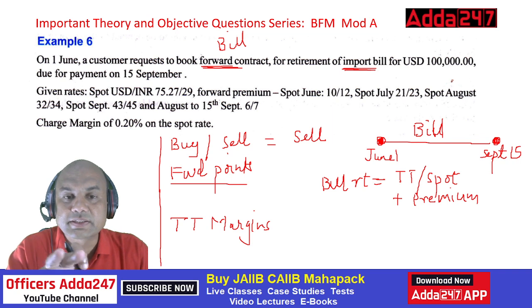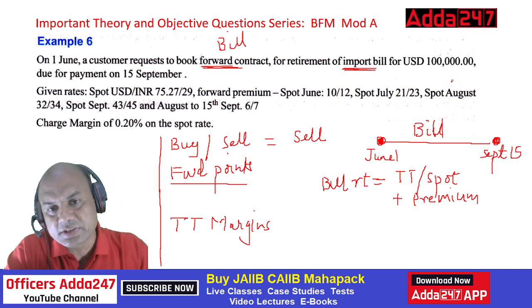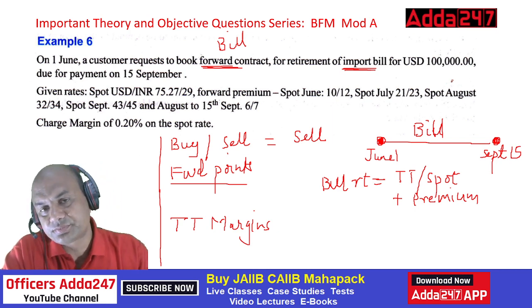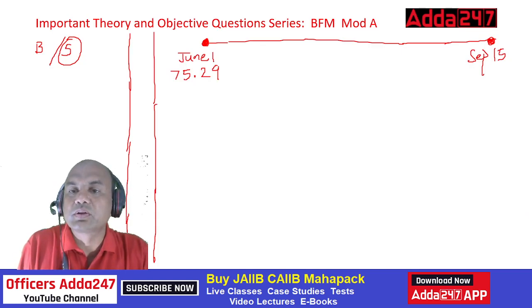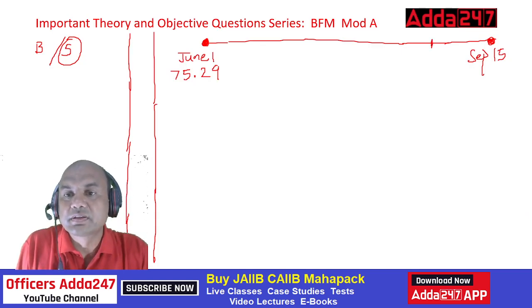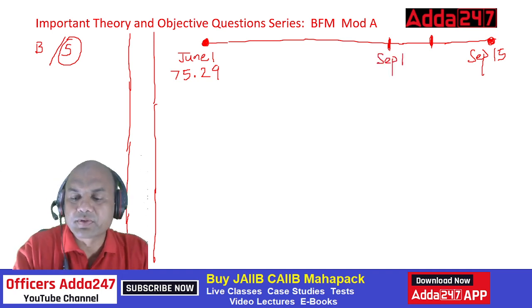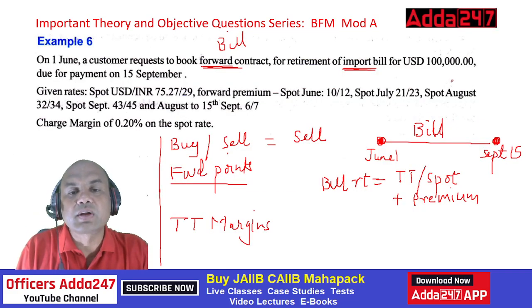Now let's look at the forward points. What is given? 75.29. You have got this as spot rate. Now you want the rate for September 15th. So if I want the rate for September 15th, what should I do? I should always get the rate for September 1st first. I'll mark it over here. I have to get the rate for September 1. What is the rate for September 1? What is given? Everyone type fast in the comment section. Which rate should I take for September 1?